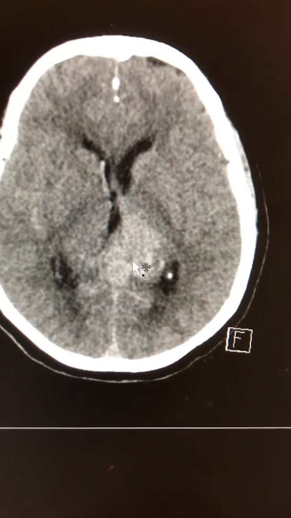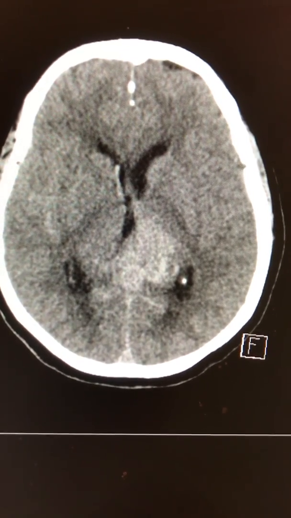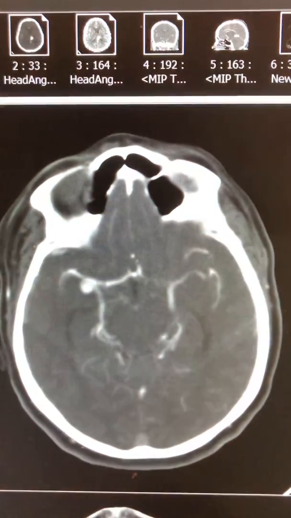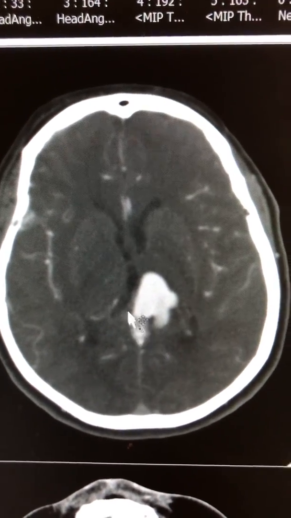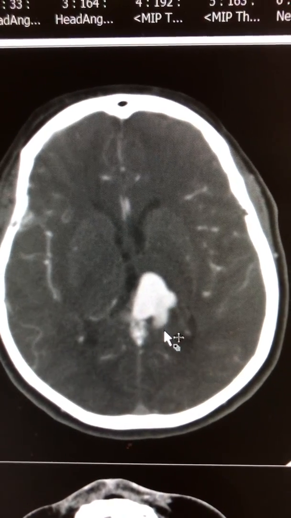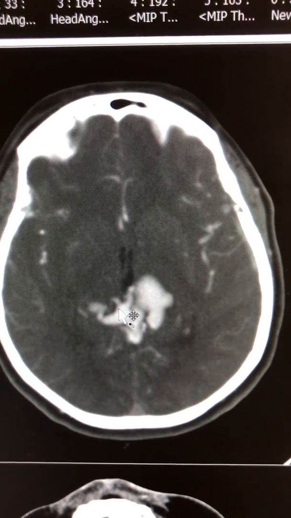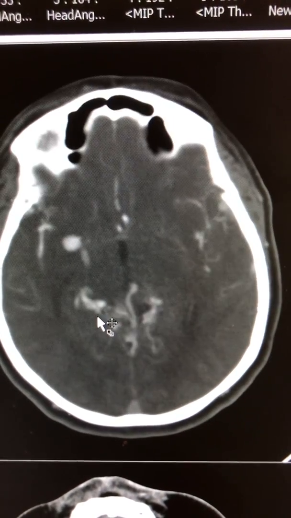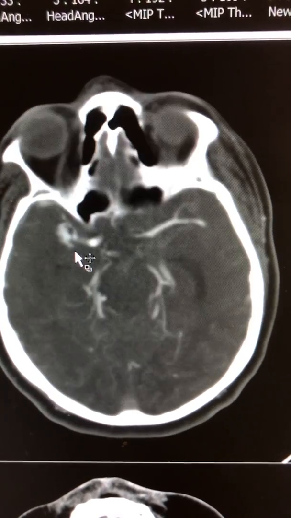some hemorrhage within the thalamus, but then we did a CT with contrast, or CT angiogram, and it showed that this was in fact a large dilated vessel. It is more like a vein, and then you can see these tortuous appearing vessels, and it goes into the middle cerebral artery bifurcation.